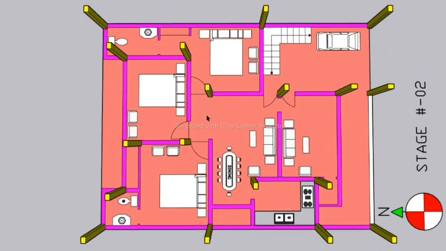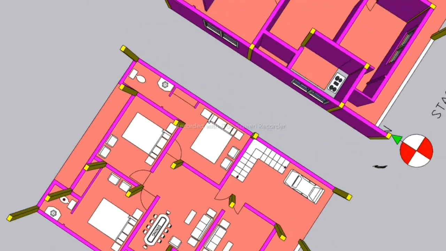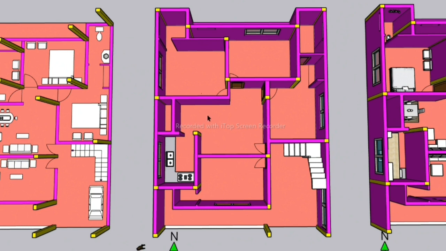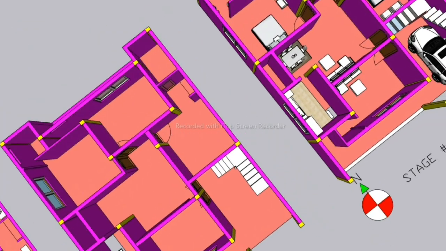Now, first the footing and then the column. First the footing and then the column should be constructed prior to the wall, right? This is the stage number three. After the casting of the column, then the wall should be laid, right?